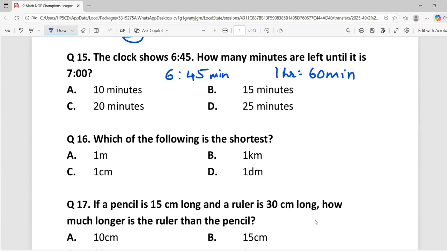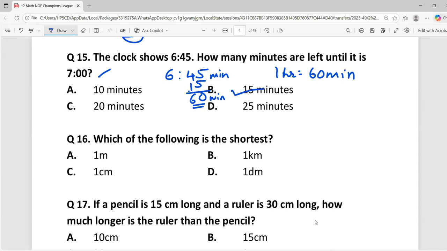Now how many minutes do we require more for 7 o'clock? So if we add, we will get 45 plus 15 is 60 minutes. Okay, so we require 15 minutes more to reach 7. That's why option B is the correct answer. Okay, B is the correct answer.